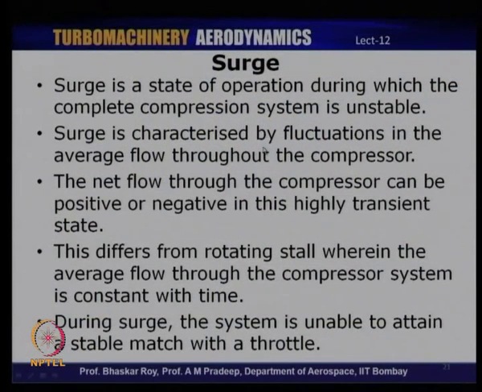Now, surge is basically characterized by fluctuations in the average flow throughout the compressor, and in this case the net flow through the compressor can either be positive or negative, and it is a highly transient phenomenon. And this is different from a rotating stall, wherein there is still an average flow which is passing through the compressor and is constant with time. But during surge, the system obviously is unable to attain a stable match with a throttle which is downstream.